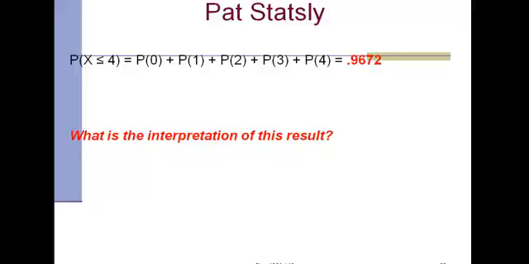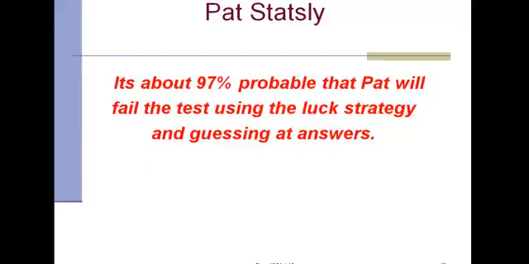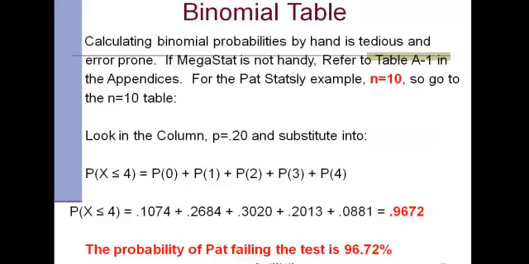0.9672. The probability of getting 4 or less answers correct is 0.9672. So it's about 97% probable that Pat will fail the test using that luck strategy and guessing at the answers.